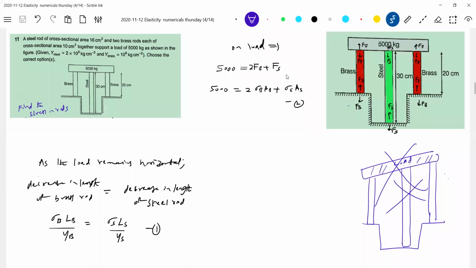Why 2 here? Anybody, why 2? Two brass rods. Agreed? 2 brass rods are there. Therefore, I should take this 2. Sir, 5000 into G. Bring the answer in terms of Newton. If you want to bring Newton, put G. If you want to bring it in terms of stress in kg, then G is not needed.